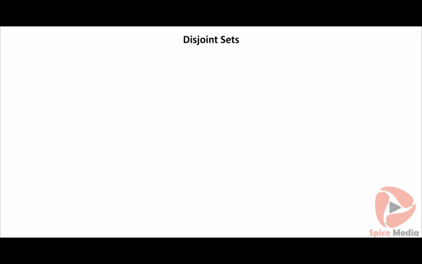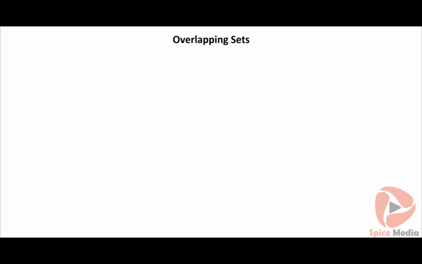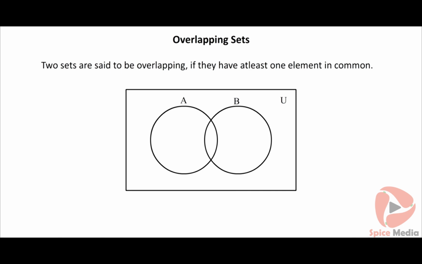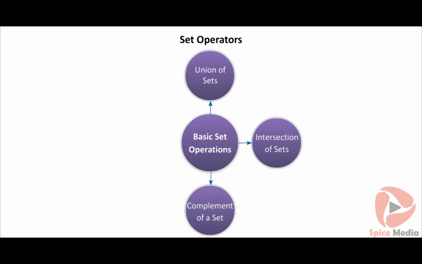Disjoint sets. Two sets A and B are said to be disjoint if they have no element in common. Overlapping sets. Two sets are said to be overlapping if they have at least one element in common. Set operators. The following are the basic operations involved in sets: union of sets, intersection of sets, complement of a set, difference of sets. Click on the respective button to view the definitions.